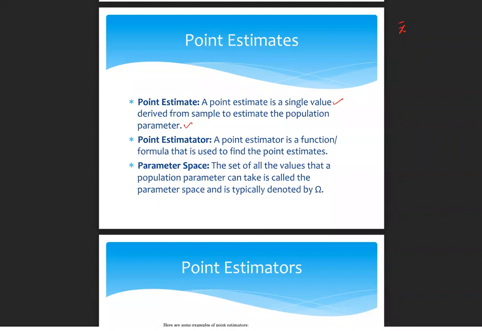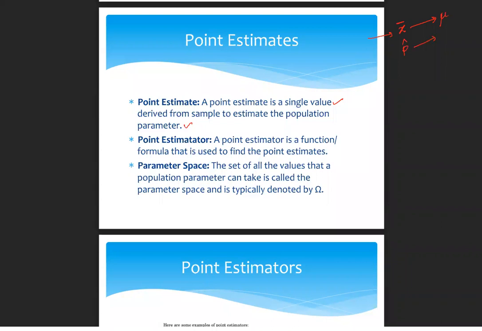X bar is the sample mean. You use this to estimate the population mean mu. So X bar is a point estimate. X bar, you don't get it from the entire population, right? You get it from a random sample that you take. Similarly, P hat is the point estimate for proportion, okay?